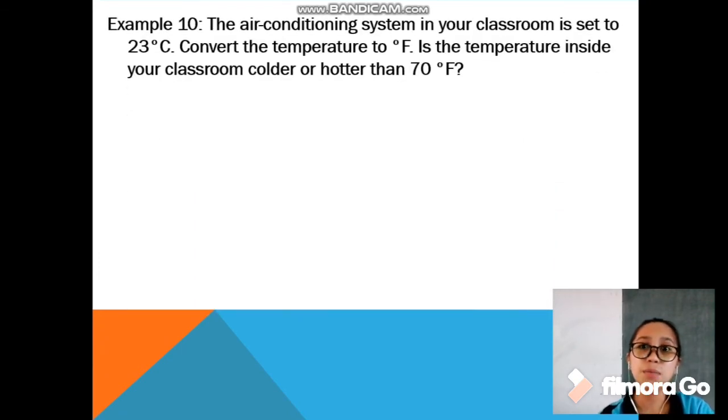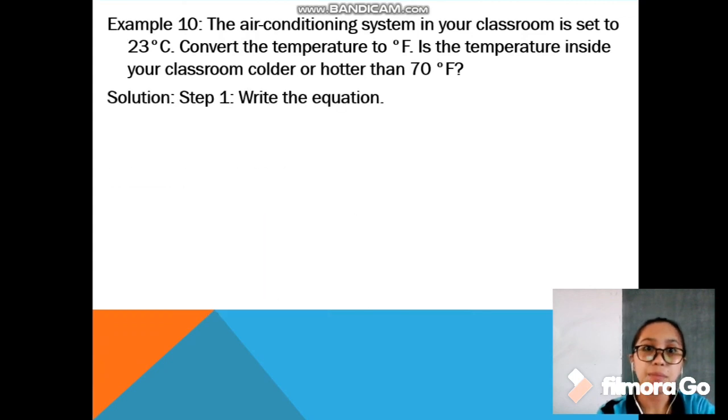The air conditioning system in your classroom is set to 20 degrees Celsius, sorry for the typo error. Convert the temperature to degree Fahrenheit. Is the temperature inside your classroom colder or hotter than 70 degree Fahrenheit? Now, before we can evaluate if it is colder or hotter than 70 degree Fahrenheit, convert it first from degree Celsius into degree Fahrenheit.